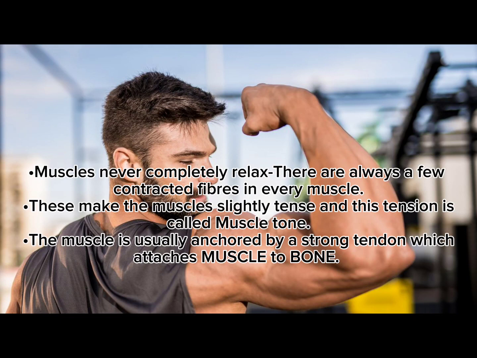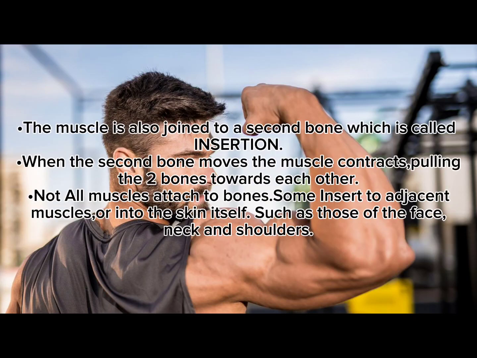The muscle is usually anchored by a strong tendon which attaches muscle to bone. The muscle is also joined to a second bone, which is called the insertion. When the second bone moves, the muscle contracts, pulling the 2 bones towards each other. Not all muscles attach to bones. Some insert into adjacent muscles or into the skin itself, such as those of the face, neck, and shoulders.